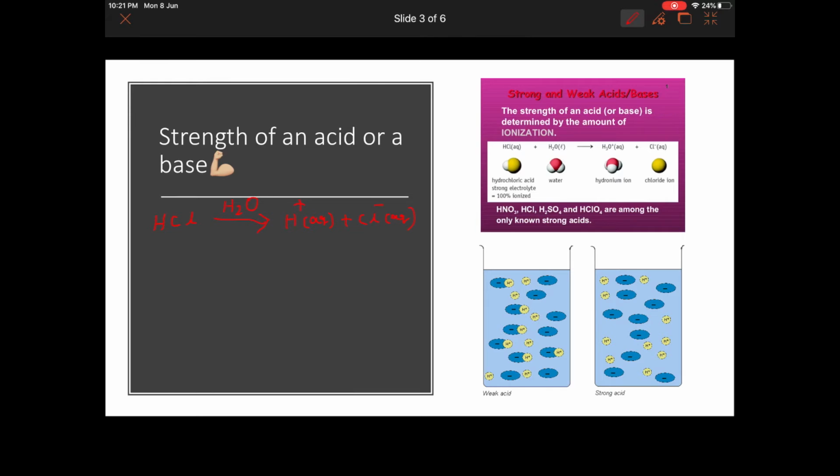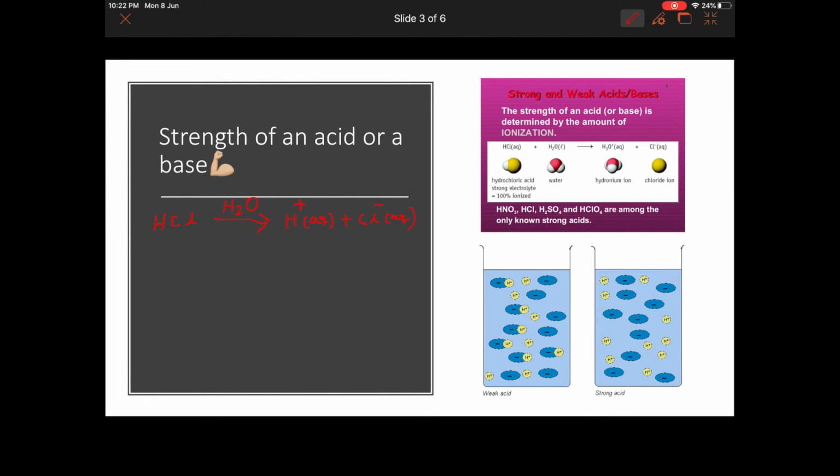I mean to say that suppose I have dissolved 1 mole in water, 1 mole of HCl will completely dissociate and will thus give me 1 mole of H+ aqueous and 1 mole of Cl- aqueous. Since the entire 1 mole has dissociated, I will say that this is an acid that dissociates completely or splits up completely or ionizes completely into its ions.